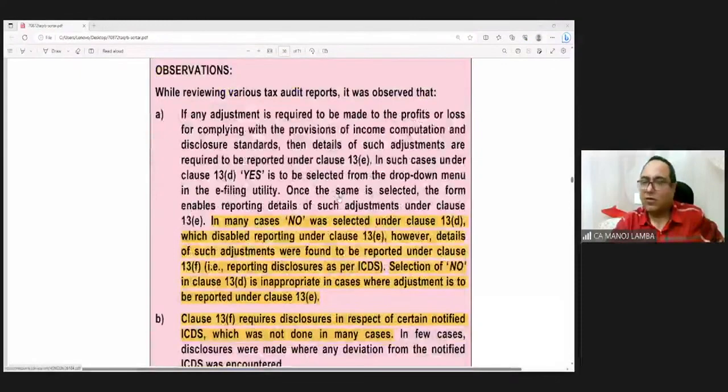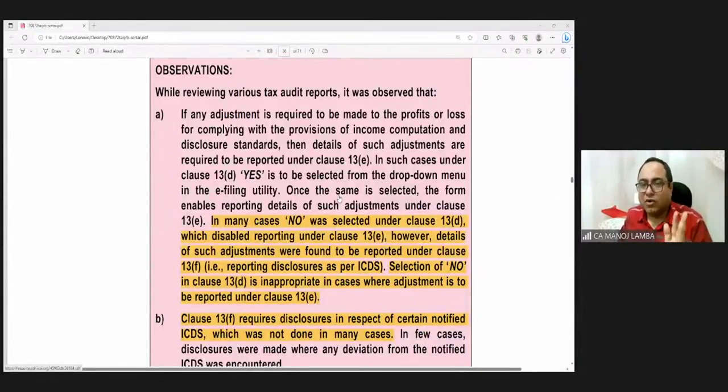But what are the observations of the Taxation Audit Quality Review Board, particularly with regard to point number 13D and E? Read it very, very carefully. The main motive of me being here is to teach you only this. While reviewing various tax audit reports, it was observed that if any adjustment is required to be made to the profit and loss account, only then 13D and 13E come into play. If the answer is no, there is no role to play. If any adjustment is required to be made to the profit and loss account for complying with the provisions of income computation and disclosure standard, then details of such adjustment are required to be reported under clause 13E.